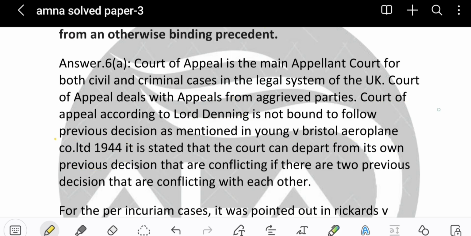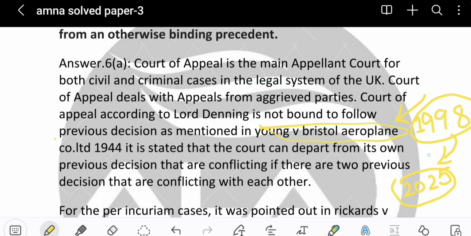So why did Lord Denning tell us that the Court of Appeal is not bound to follow its previous decisions in this case? Because Lord Denning highlighted that courts such as the Court of Appeal do not need to follow their previous decisions if those are conflicting. Suppose there is a decision that the Court of Appeal gave in 1998. Later on, the same court gave another decision in 2025. So what will happen is that both of these decisions might conflict with each other.